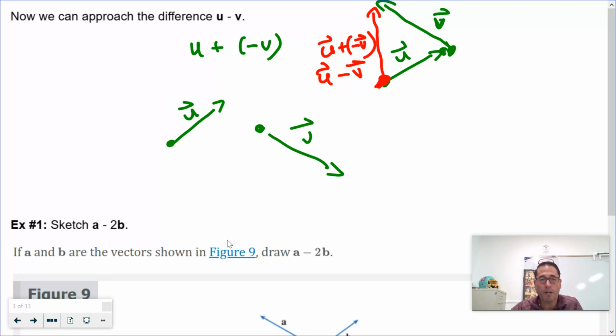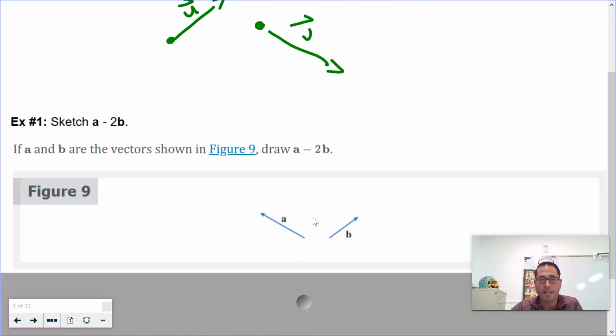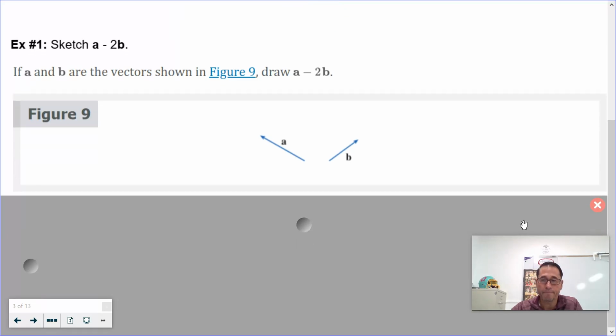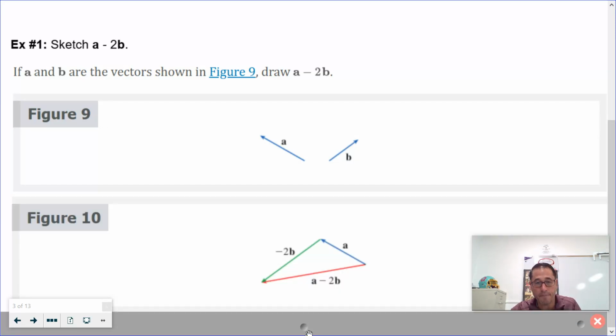Okay, if a and b are vectors shown in figure 9, then what would a minus 2b be? So your job is to hit pause right now. After you hit pause, I'm going to go ahead and unveil. Hopefully you got that as your answer. And that'd just be a plus negative 2b, or in this case, a minus 2b. But then we do the same thing if we wanted to represent it graphically. Okay? All right, let's keep rolling.